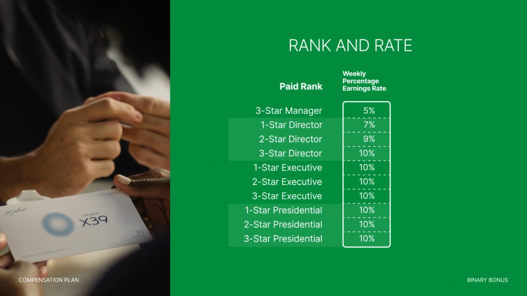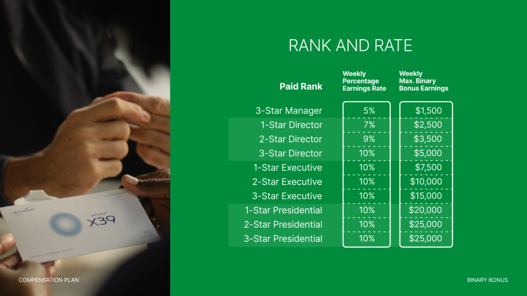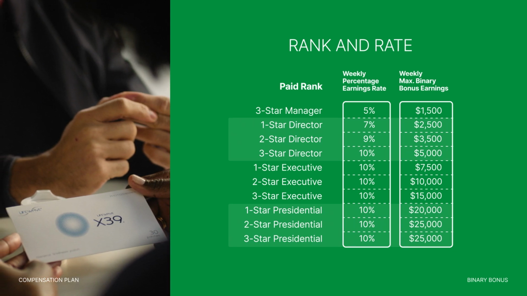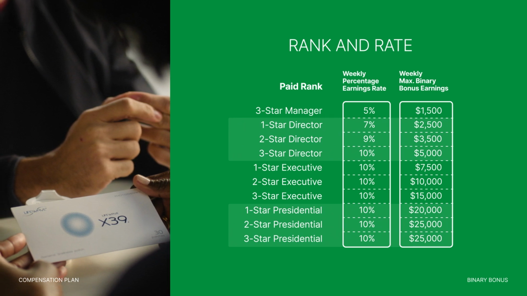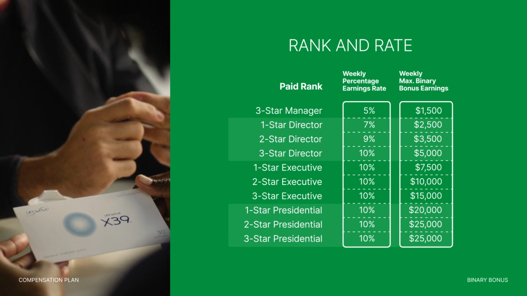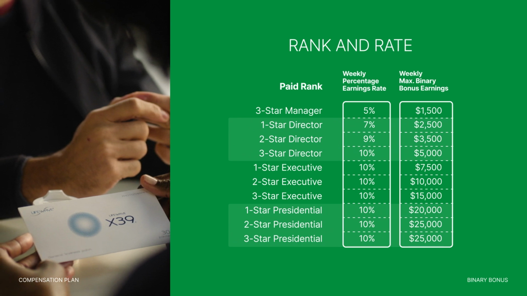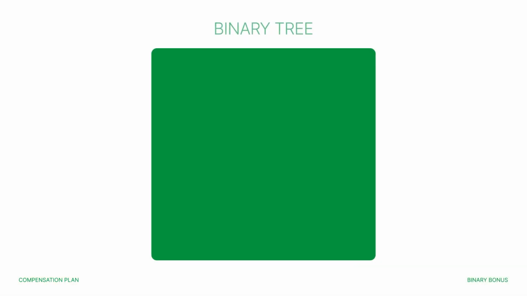In addition to the earnings rate being determined by paid rank, this also dictates the weekly binary bonus maximum earnings amount. This means that regardless of the volume in the pay leg, each paid rank will have a maximum amount allowed to be paid in binary bonus. The weekly maximum increases at each paid rank up to 2-star presidential, where it peaks at $25,000. Let's go through an example.